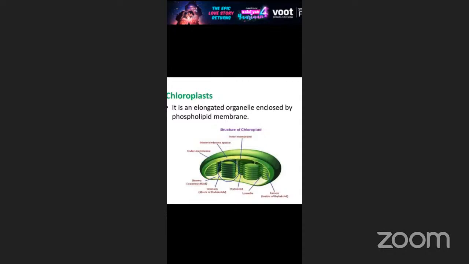So these units are also known as the quantosomes. Each quantosome consists of around 300 to 600 chlorophyll molecules, carotenoids, and some proteins and enzymes also.